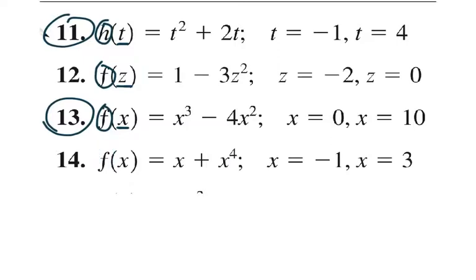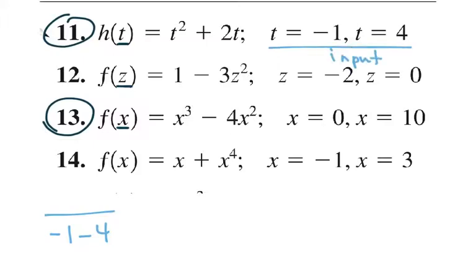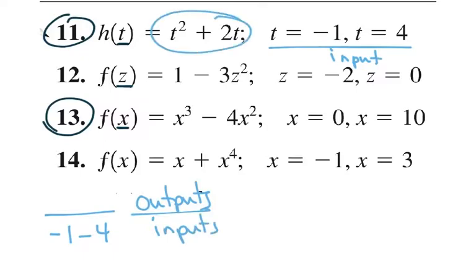Always. So if I look at problem 11, in order to find the average rate of change, the denominator is going to be, it doesn't really matter, I can do -1 minus 4 because those are your inputs. The numerator is always the outputs. So outputs over inputs. So in the numerator, I'm going to have to plug -1 into this equation and evaluate it. Be careful when you do that.